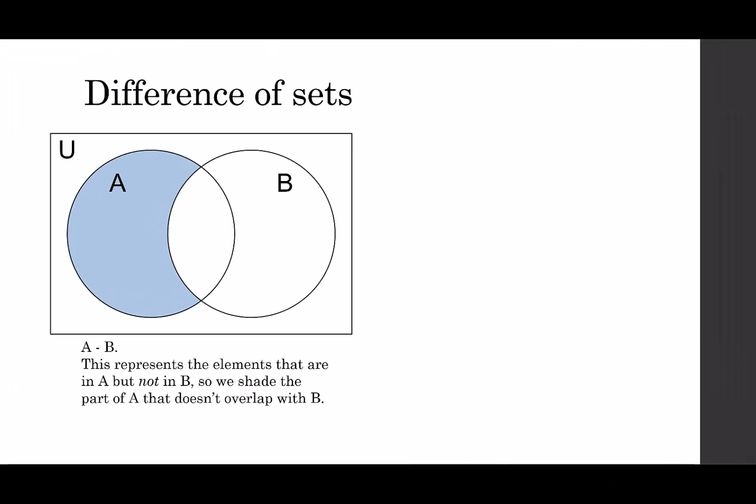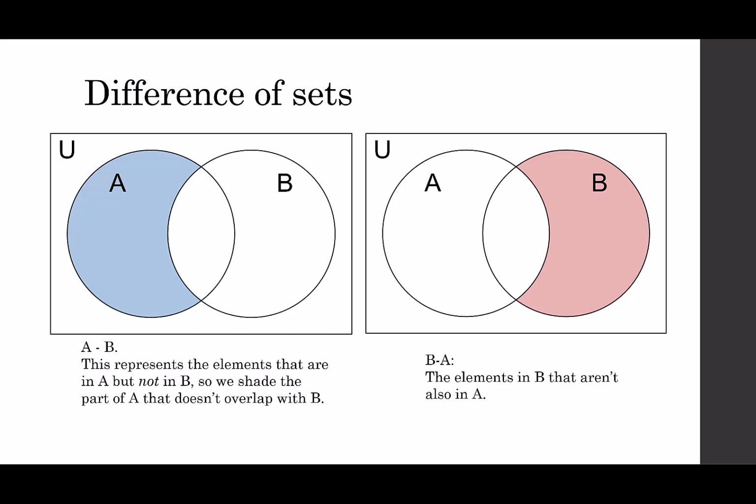When we look at the difference of sets, it's important to remember that order matters. Let's start with A minus B. This represents everything in A that's not also in B, so we're only shading the part of A that doesn't overlap with B. Let's compare that to B minus A, where we want elements in B that are not also in A. So even though these expressions use the same two sets, they describe different regions. Switching the order changes what counts and what doesn't count.